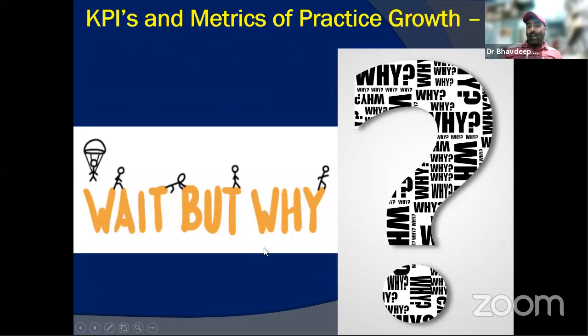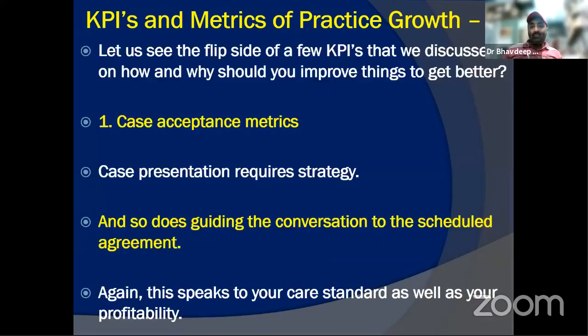But why do we need it? Let's see a flip side. I'll give you why we need data. Why should you improve certain things to get better? For example, we talked about the case acceptance. What is the case acceptance rate? I normally put it at 7 to 8 out of 10, but there might be situations where you might be getting 90% as well. But there will be cases where your conversion rate might be 10% as well.